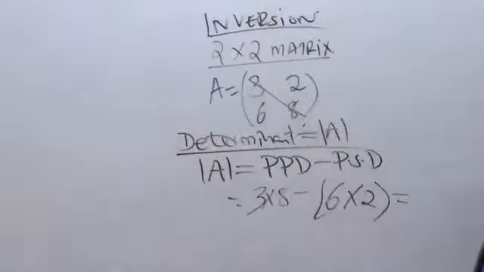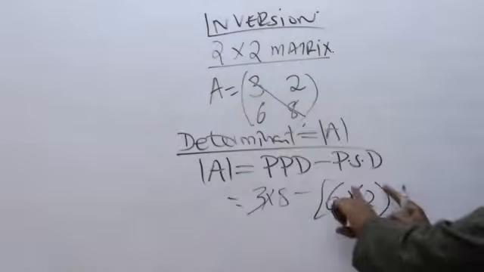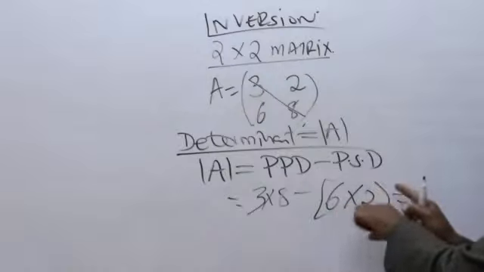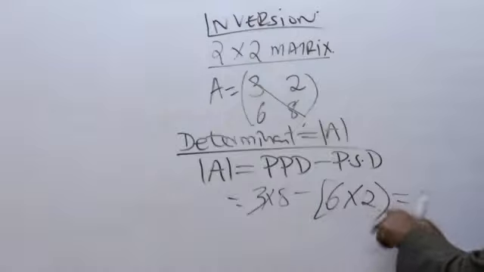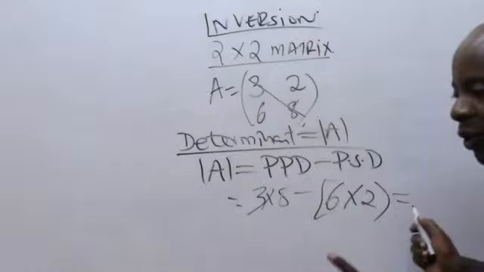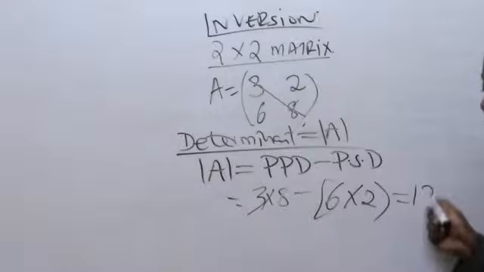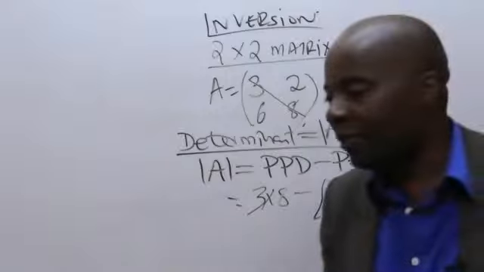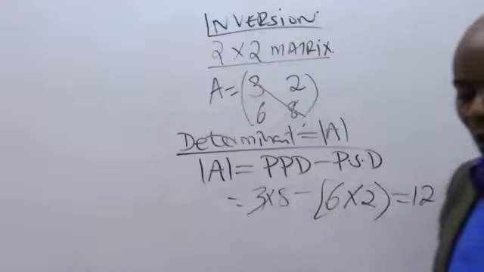The product of the secondary diagonal must always be put in brackets, especially whenever one or all the elements inside the secondary diagonal are negative. So could you kindly give me an answer here? What is our determinant? According to Benjamin Munyoki, we have 12. Mohammed has also been able to confirm this figure.